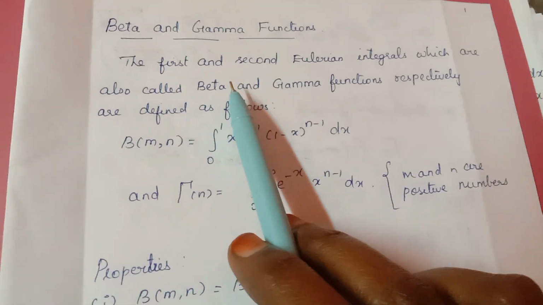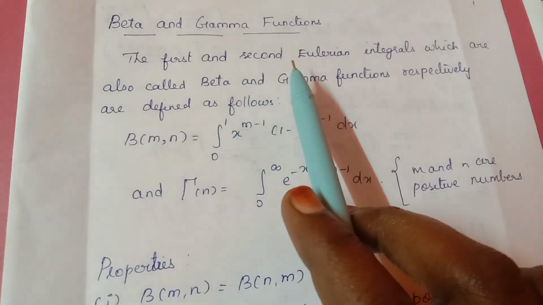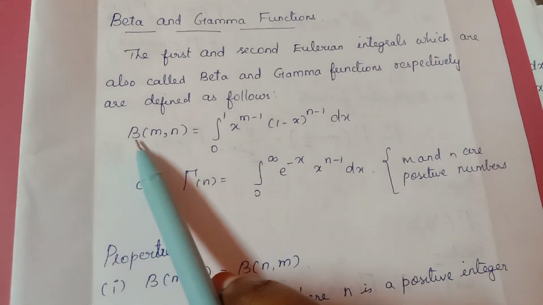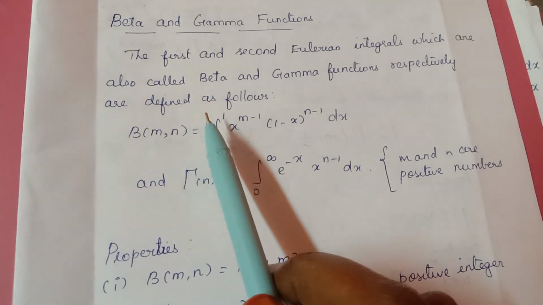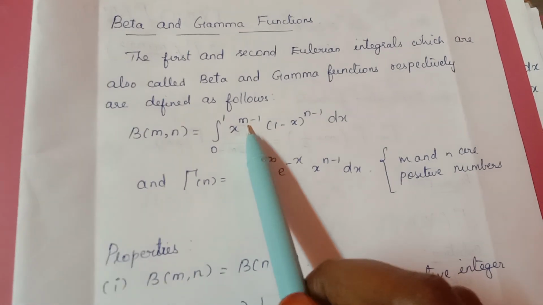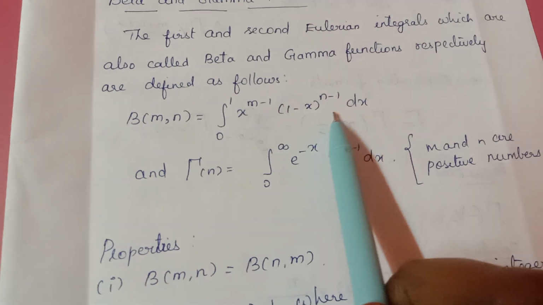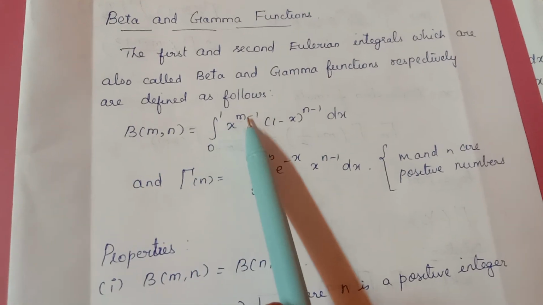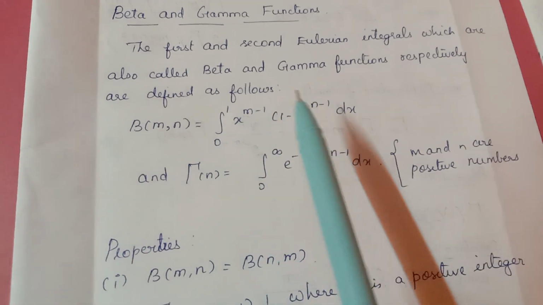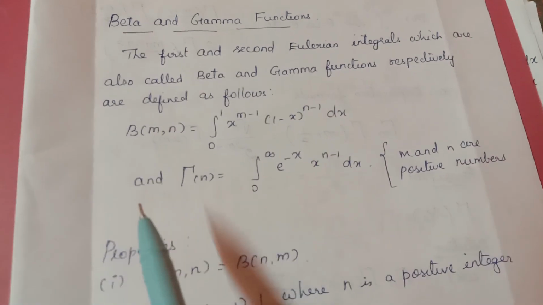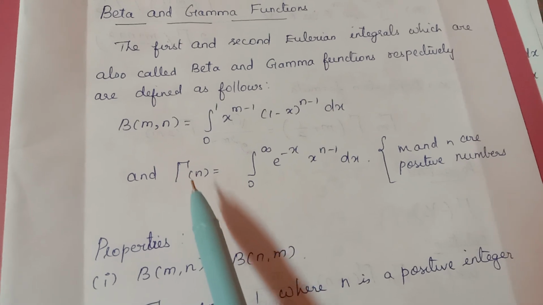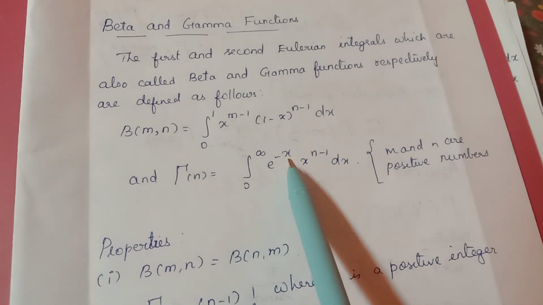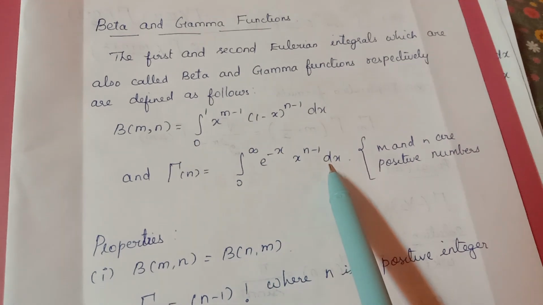See, the first Eulerian integral is called the beta function and the second Eulerian integral is called the gamma function. The definition is beta of m, n equal to integral 0 to 1 x power m minus 1 into (1 minus x) power n minus 1 into dx. Okay, so here for m, n the powers should be m minus 1 and n minus 1. And the gamma function is defined as gamma of n is equal to integral 0 to infinity e power minus x into x power n minus 1 into dx.